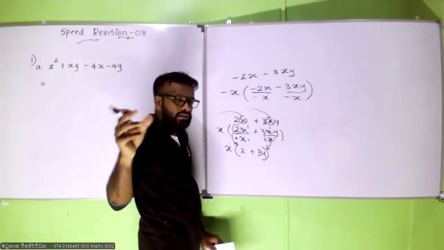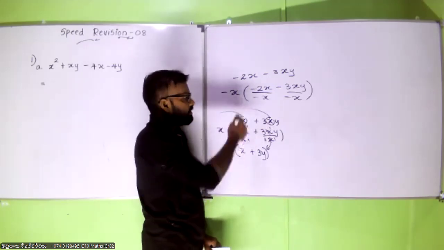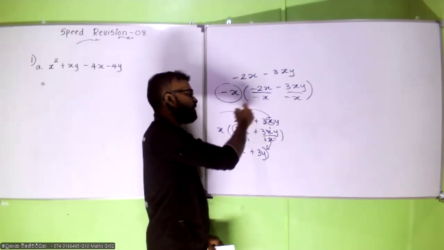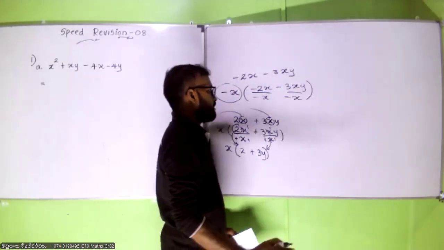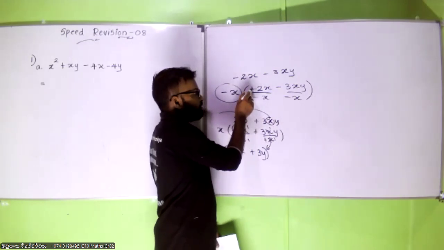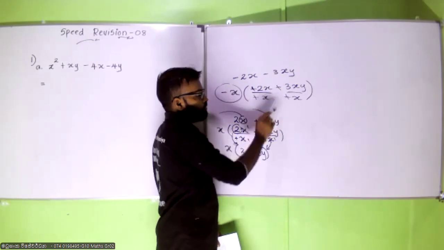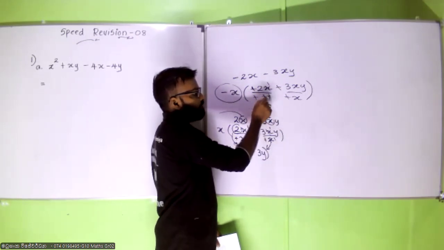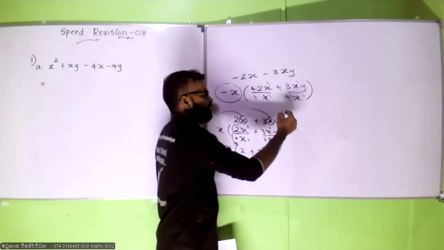If you are capitalizing, you can do it this way. Taking out the common term as negative x, you are going to divide both terms by negative x. Negative divided by negative is positive. x times 1. Done. So what is the rest?